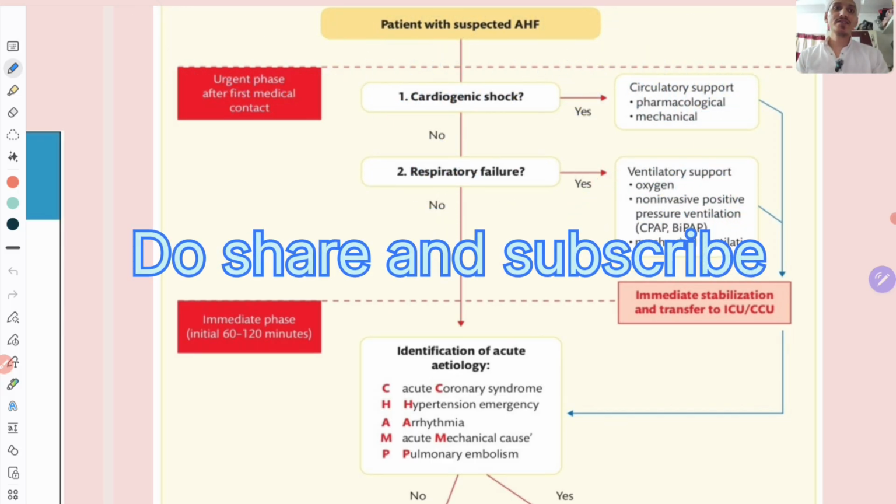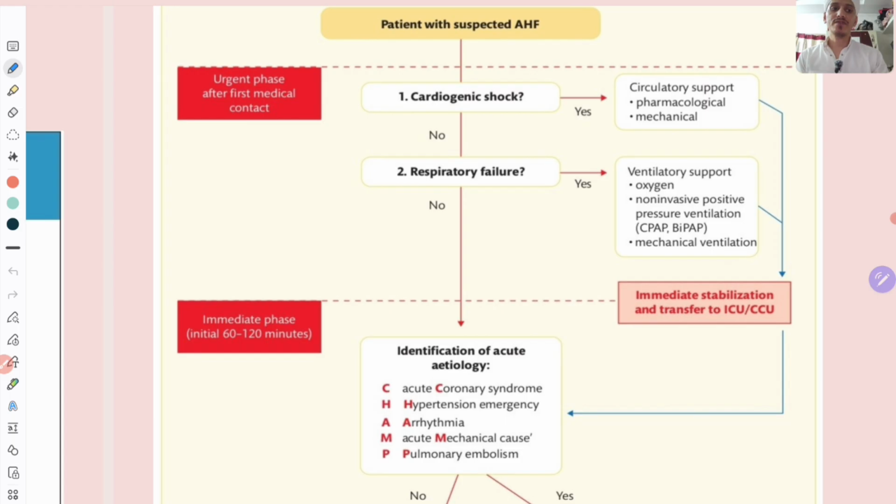Today let us move forward and discuss first how to approach a case of acute heart failure. Then we will discuss in detail the treatment of acute heart failure, and in short, the long term treatment of heart failure.